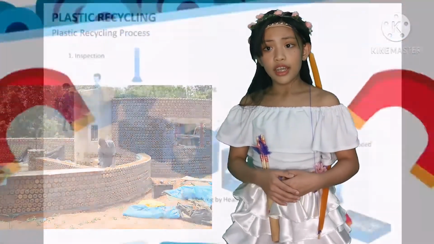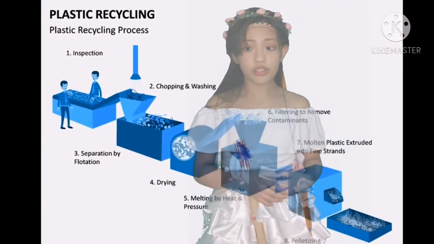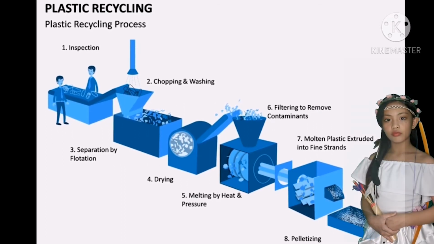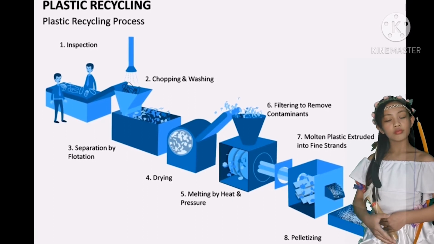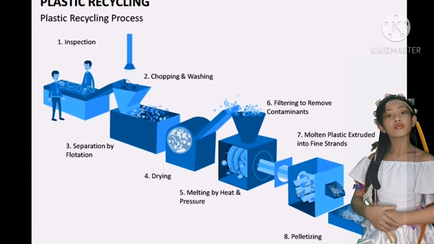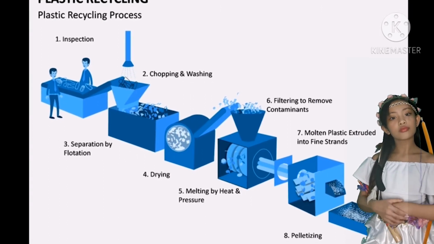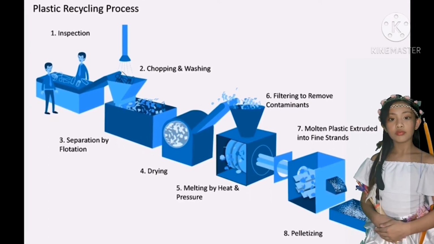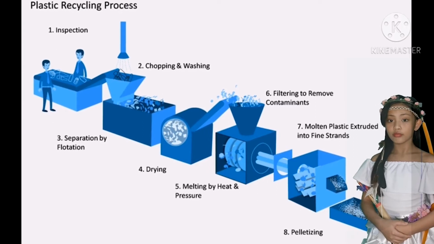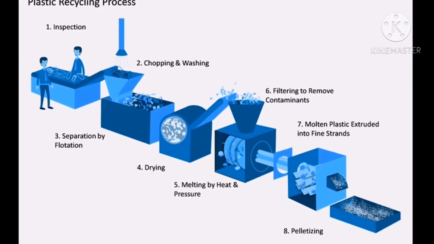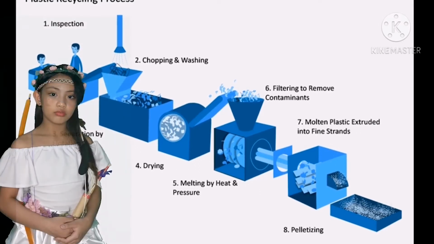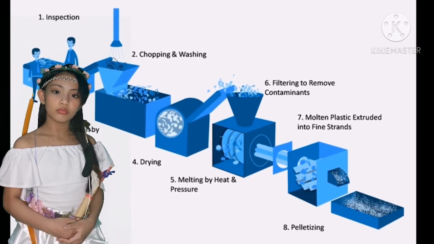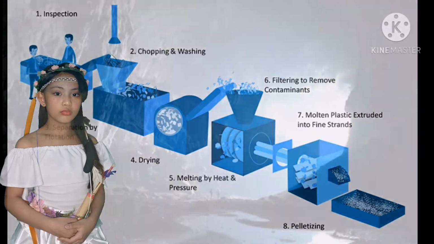Amazing, right? Let me tell you about the plastic recycling process. The first step in the process is inspection. The items brought in are checked to see if they can be recycled. Then chopping and washing to make them clean and easier to recycle. It goes into separation by flotation, then on to drying. After drying, it is melted by heat and pressure. It is then filtered to remove any possible contaminants. Then the molten plastic is shaped into fine strands. It is then pelletized and is ready to be transformed into a new item.